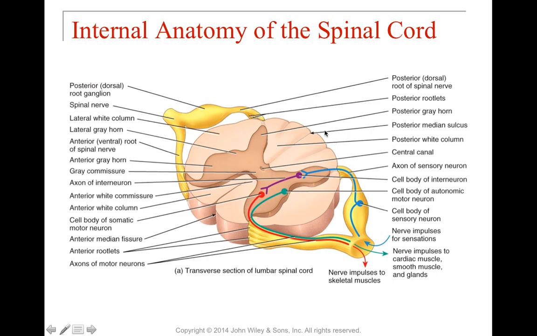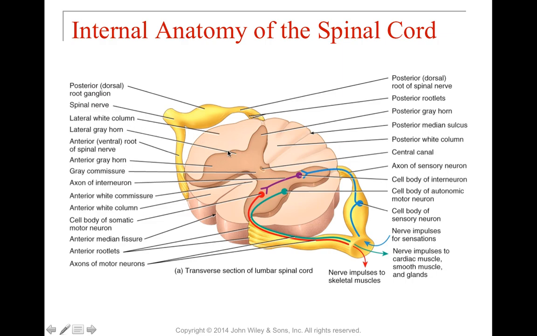Now, the gray matter has horns. So the posterior horn is going to be called the posterior gray horn. This is the anterior gray horn here. And then we also have a lateral gray horn, which is going to be this region here, kind of like the upper part of the bottom wing of the butterfly. All right, we have the white matter, which is also split up into different regions based on locations.